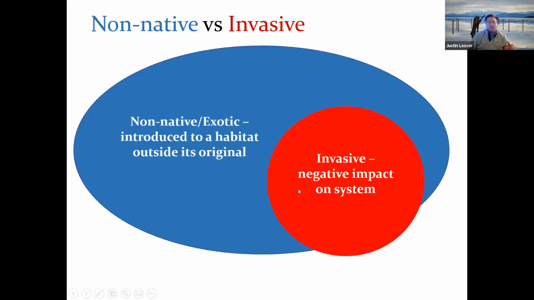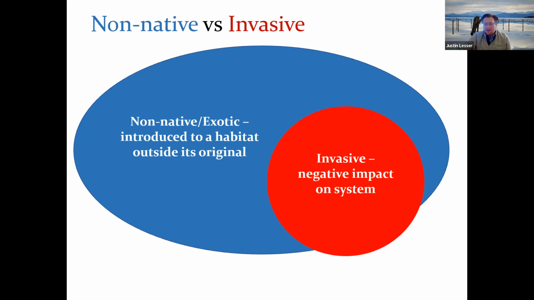So I wanted to start with getting at the difference between what people might have seen as a non-native versus an exotic versus an invasive. The working definition I'm going with is that your non-natives are introduced to a habitat outside of their original, native one, and a subset of that are invasive, where they actually have a negative impact on the system. So they're within the umbrella term of non-natives.